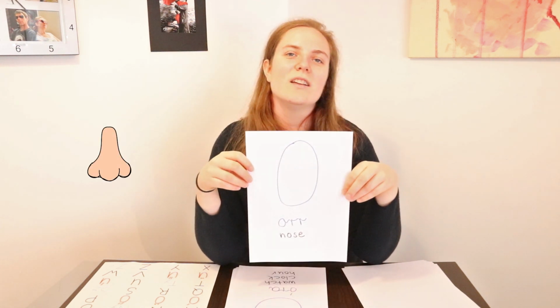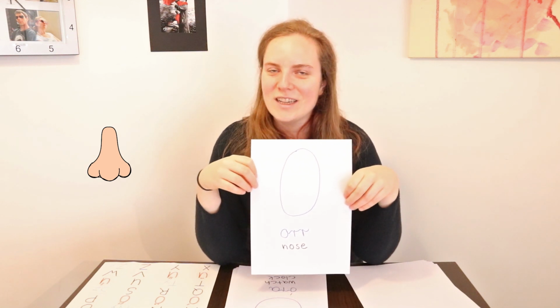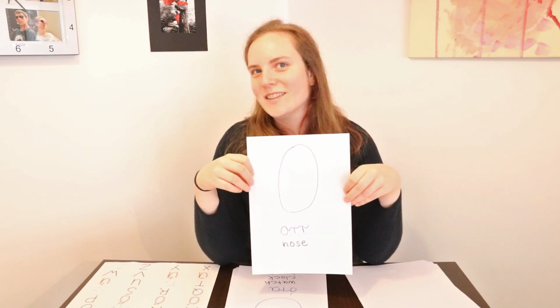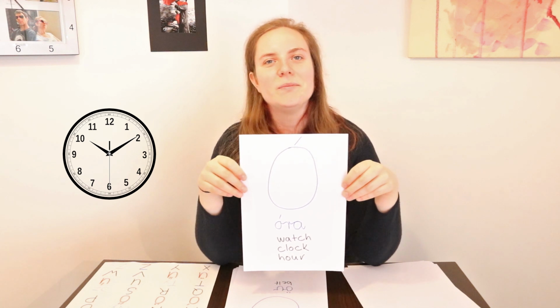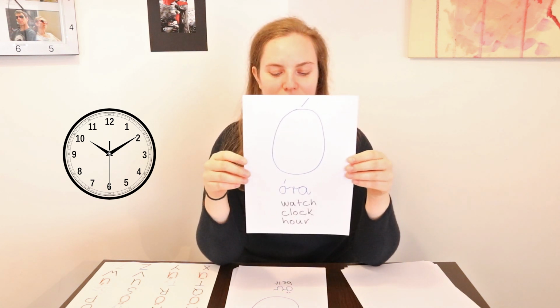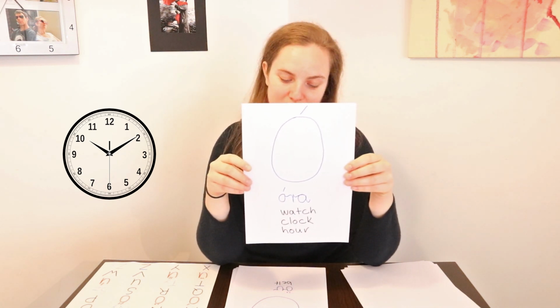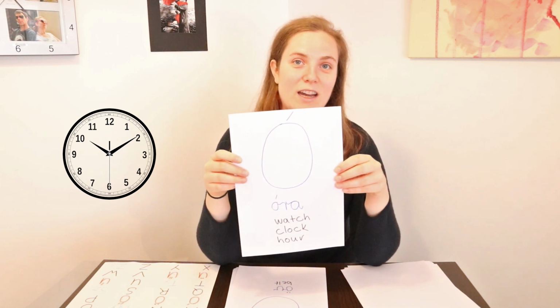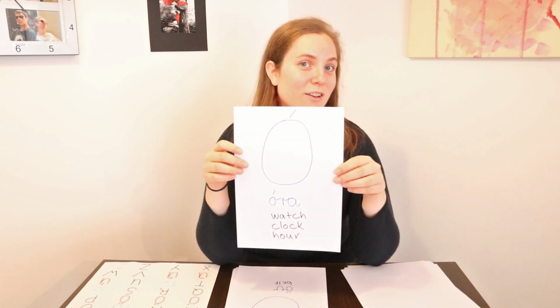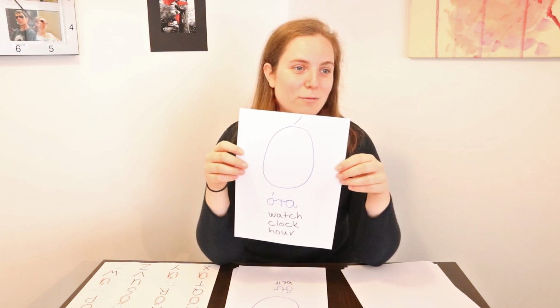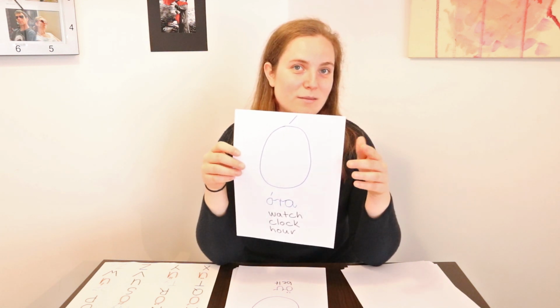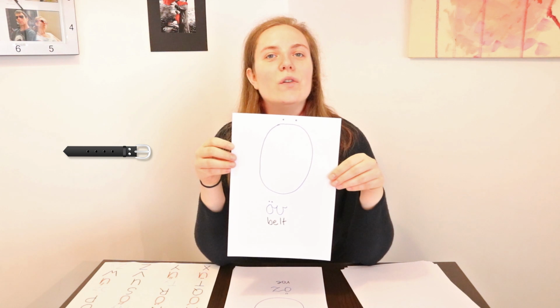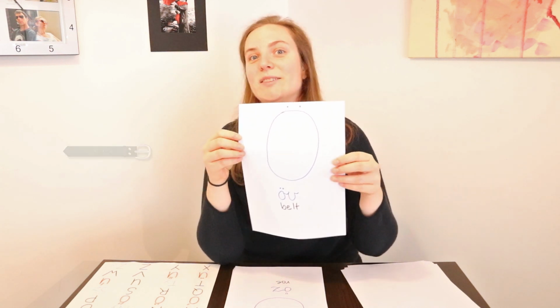O means orr. See how I rolled my R's? Ó means óra. It means a watch and a clock and an hour of time. I know, we don't make things difficult, right? Ö means öv. It means a belt.